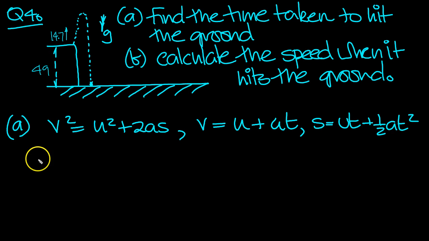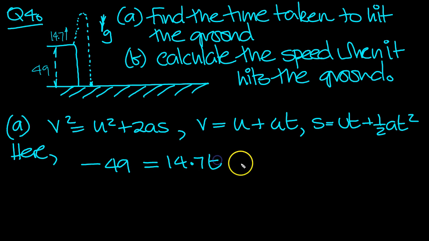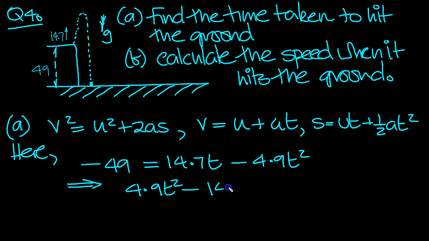S will be minus 49. So here, if we're looking in the upwards direction, minus 49 distance is equal to the initial speed, 14.7 times time, plus a half. In the upwards direction, it's minus 9.8 over 2, which is 4.9, t squared. So that tells us then, move this over to the left hand side, 4.9 t squared minus 14.7 t, move that over there as well with a minus, minus the 49 that's already there. Now we solve the quadratic.